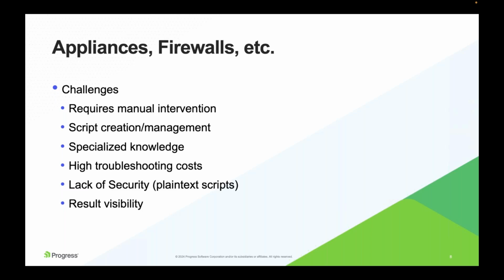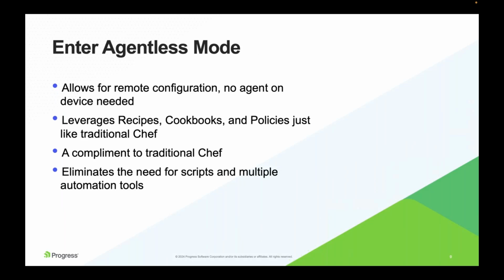And then one of the big things was lack of security and visibility, right? If I'm running shell scripts because I can't manage it through Chef, I might have passwords and tokens in there in plain text available to anyone who has access to that shell. And then when I run it, I might not get full results back, right? Those are the things that we're seeing, and that's why we introduced Agentless. What Agentless allows you to do is to configure those types of devices without putting an agent on them.